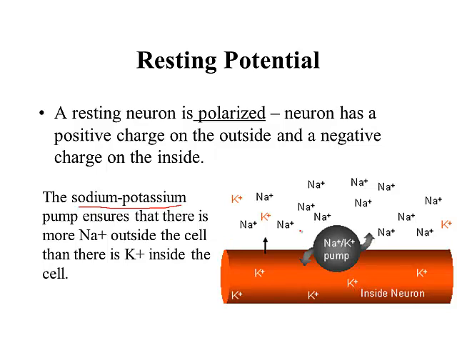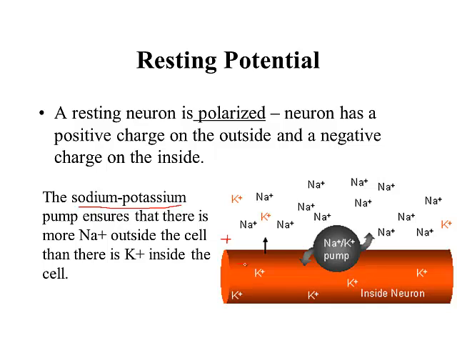So what you end up with is a net of more positive outside than inside, so that makes the outside positive, and the inside of the cell becomes more negative. So it's a relationship to each other. So at resting, we are positive on the outside, negative on the inside.